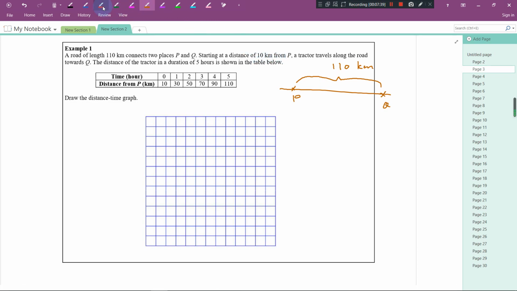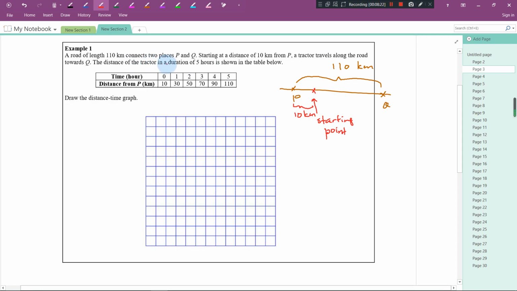kilometers from point P, it means that when the object starts to move, its distance from the location P is already 10 kilometers. Means that the object is not starting to move from here, but from somewhere around here. So this is a starting point, and the distance here is 10 kilometers. A tractor travels along the road toward Q. Okay, the tractor starts to move from here, 10 kilometers from P.